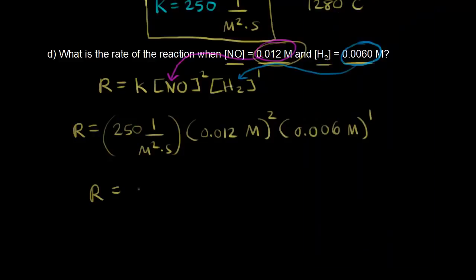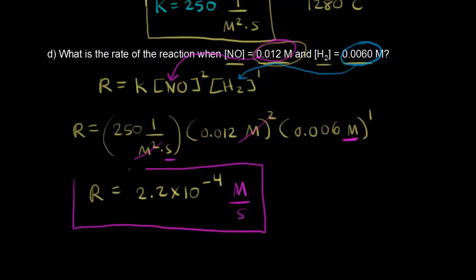So we have 2.2 times 10 to the negative 4. And in terms of our units, if we think about what happens to the units here, we would have molarity squared, so we end up with molar per second, which we know is our units for the rate of reaction, so molar per second. So we found the rate of our reaction.